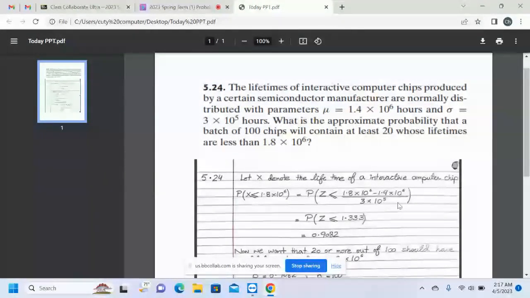Okay, I'm going to present question number 24. The lifetimes of interactive computer chips produced by a certain semiconductor manufacturer are normally distributed with parameters mu equal to 1.4 multiplied by 10 to the power 6 hours and sigma equal to 3 multiplied by 10 to the power 5 hours. What is the approximate probability that a batch of 100 chips will contain at least 20 whose lifetimes are less than 1.8 multiplied by 10 to the power of 6?